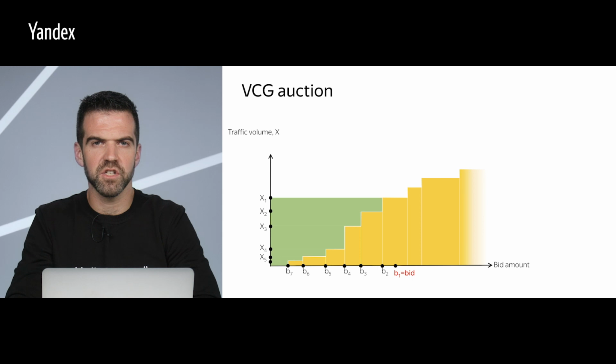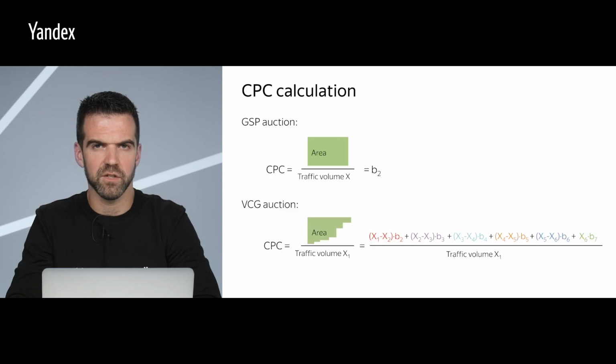So how does the VCG auction differ? Each step corresponds to an additional traffic volume. Visually, it is clear that the area of the graph, the money that the advertiser pays for the traffic volume, is less, since the advertiser pays a higher bid in order to get to the next step. The lower steps pay the previous price. How do we calculate how much an advertiser pays for one click? We need to divide the area by the traffic volume.